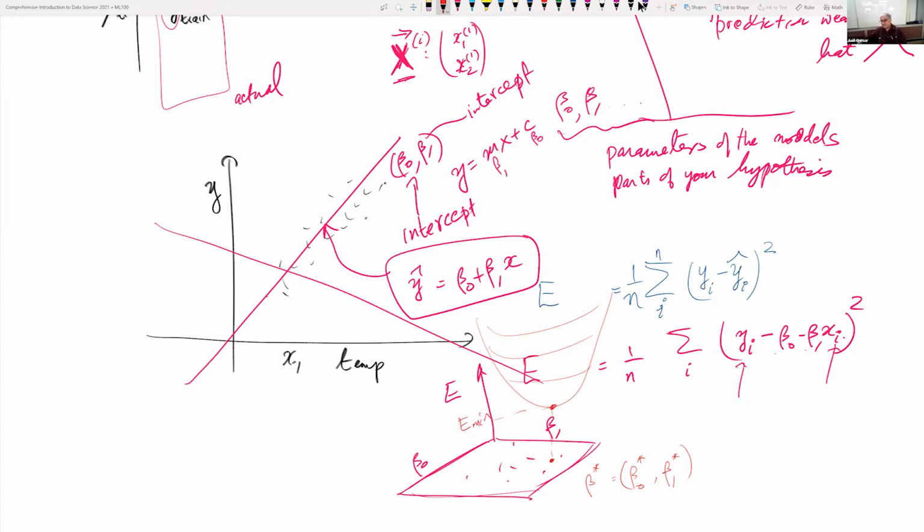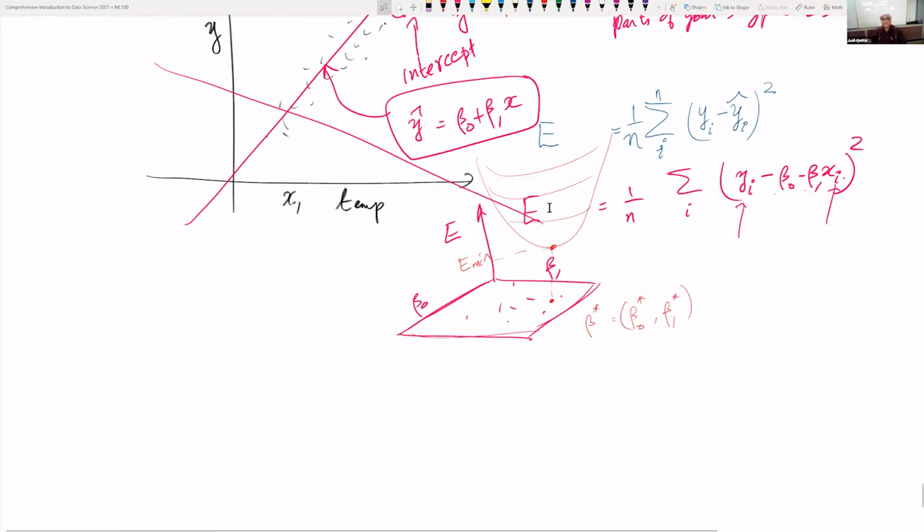So you often say, what are you searching for? What is the learning process? You say that you're searching for the beta star. Learning is the search for beta star, and not just search, but to find beta star.